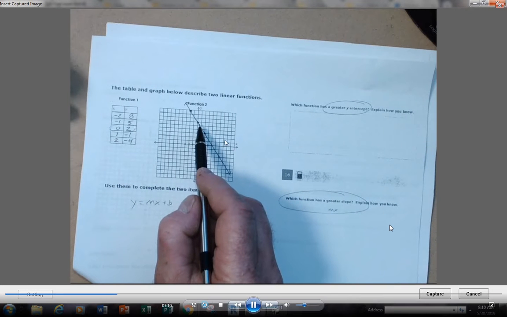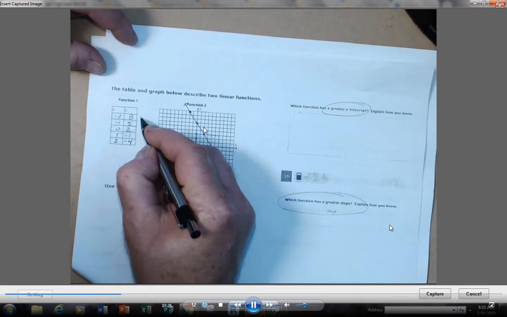For the graph, this one has a y-intercept of 0, 6. This one has a y-intercept of 0, 2. This one has a y-intercept of 0, 6. Those are both its y-intercept numbers. 2 for this one for B, 6 for this one.